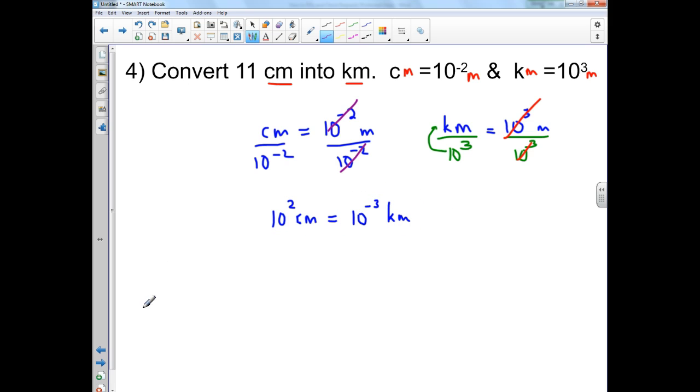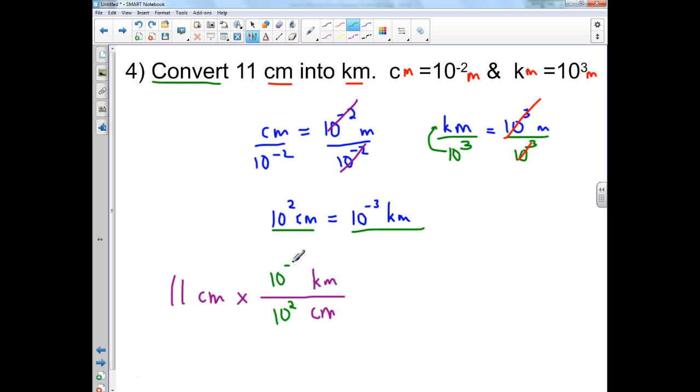Okay, now I can take my 11 centimeters, the value that I'm converting, and I can multiply by one fraction. I can get rid of my centimeters, and I can change it into kilometers using this equation. How do I get my fraction to equal 1? Because after all, I'm converting. Got to multiply by 1. Well, how many centimeters and how many kilometers are equal? 10 to the 2 centimeters equals 10 to the minus 3 kilometers. So now my numerator and denominator are equal. I'm multiplying by 1. Centimeters divided by centimeters is 1, so I don't have to show that.